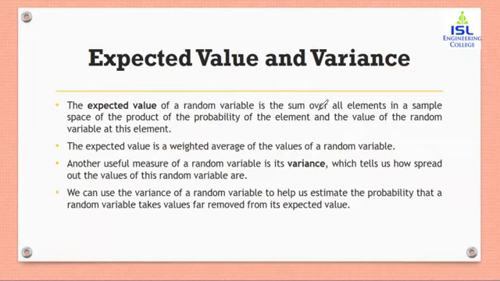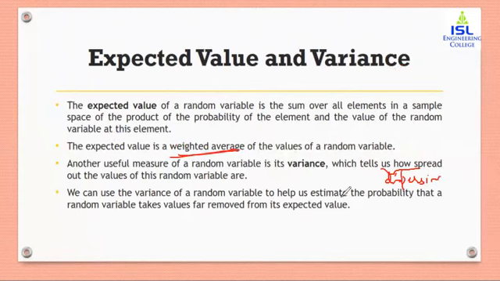The expected value of a random variable is the sum over all elements in a sample space of the product of the probability of the element and the value of the random variable at this element. So the expected value is a weighted average of the values of a random variable. Another useful measure of the random variable is variance, which tells us how spread out the values of the random variable are. That is the dispersion of the random variable.